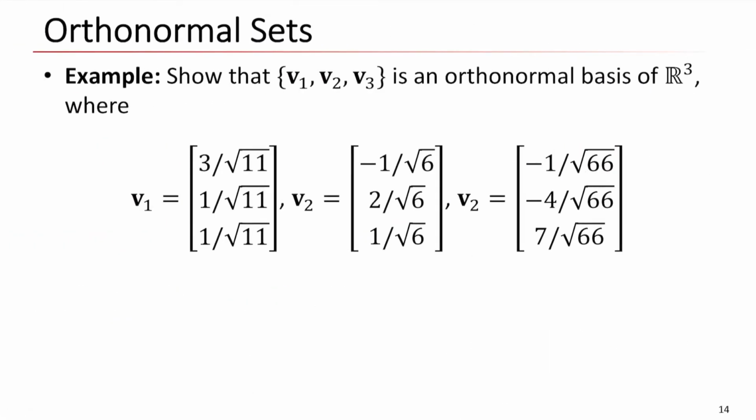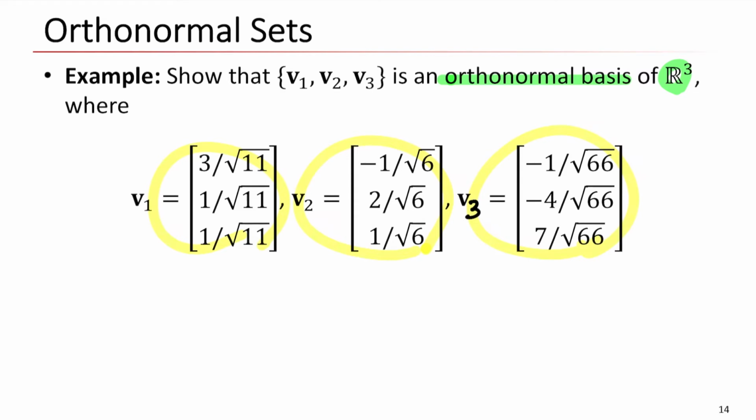Okay, let's prove this one. Show that v1, v2, v3 is an orthonormal basis of the R3 space, where v1 is something like this, v2 is something like this, and v3 is something like this. Okay, so let's prove this.